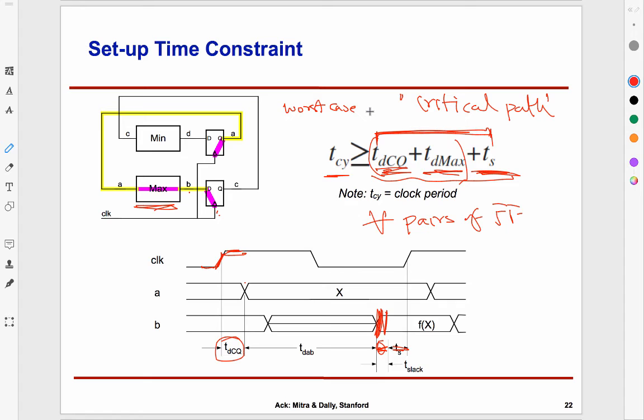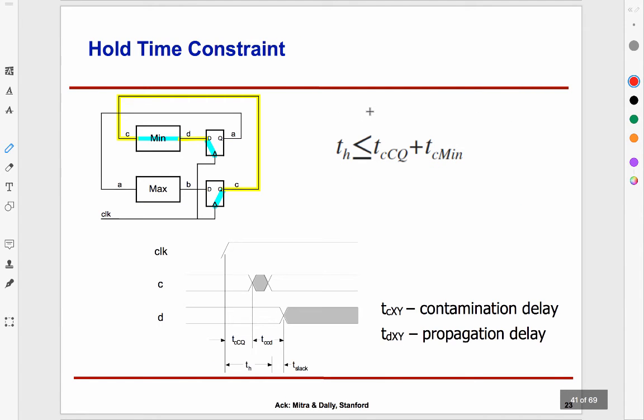Okay, so this was an easier story. Let's move on to hold time, because it's a nastier one and unfortunately things are not as easy there. So now we are going to look at the other path in our system, which starts at the flip-flop and goes through the fastest delay in the combinational logic. So in this case, it starts at C, goes through the minimum logic delay component up at the top, and then ends up at D. So now let's see what will happen.